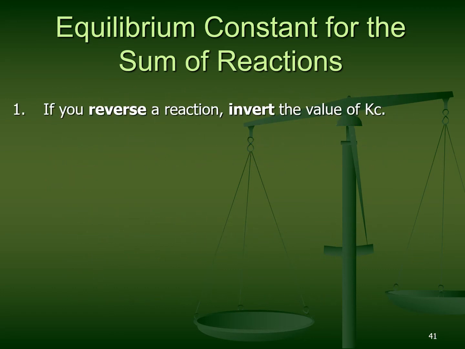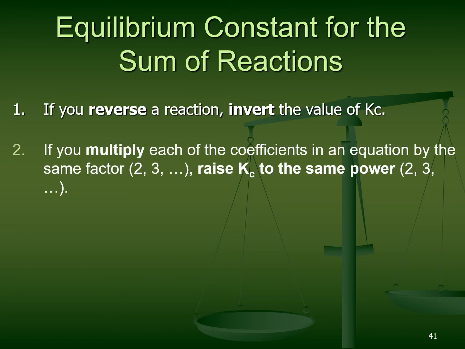So what happens if you reverse a reaction? Well, remember that it's products over reactants. So if you reverse the reaction, you're now going to have what was formerly the products be the reactants. So you're really inverting the value of K. You're taking it and turning it upside down. You take the fraction and it's 1 over whatever the Kc value is.